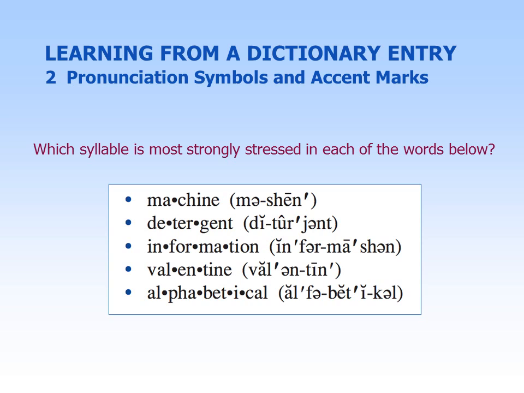Okay, here's a harder word, alphabetical. There are 5 syllables in that word. The strongest stress is betical, although the first syllable, al, has a smaller stress as well. Those are the answers for which one is the most strongly stressed in each of the words.